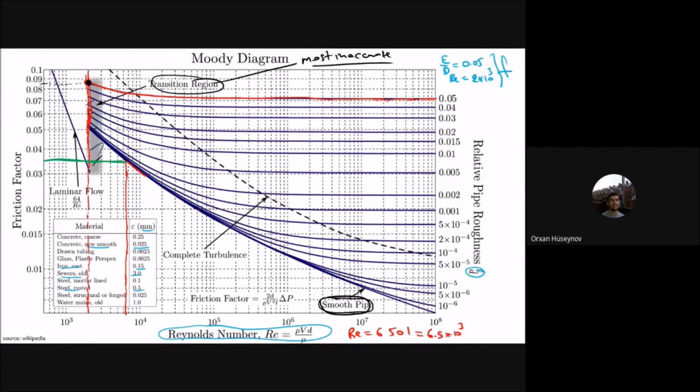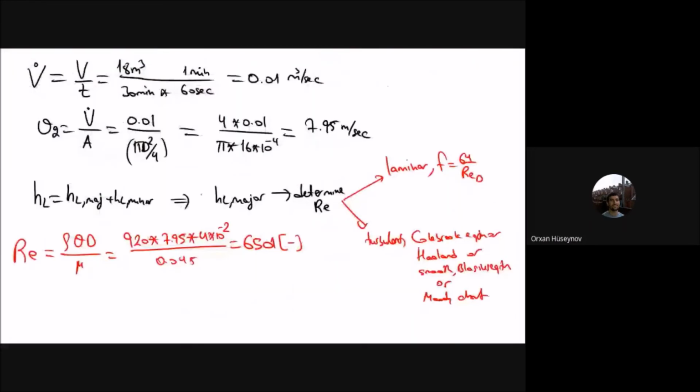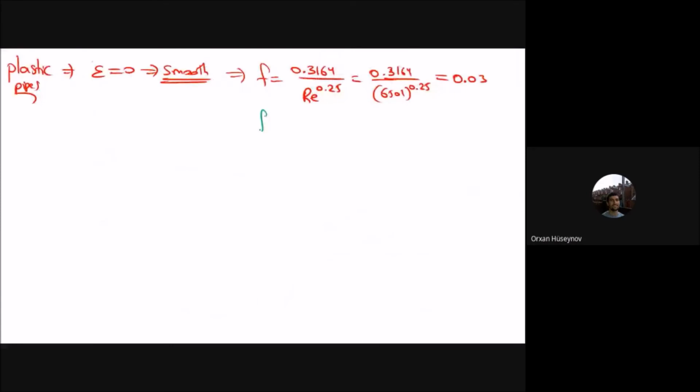Okay, 0.035. Means that this one is F by the Moody chart. F value is 0.035. Okay. I don't know who, but you should know that the equation is better. Okay, this one is better.